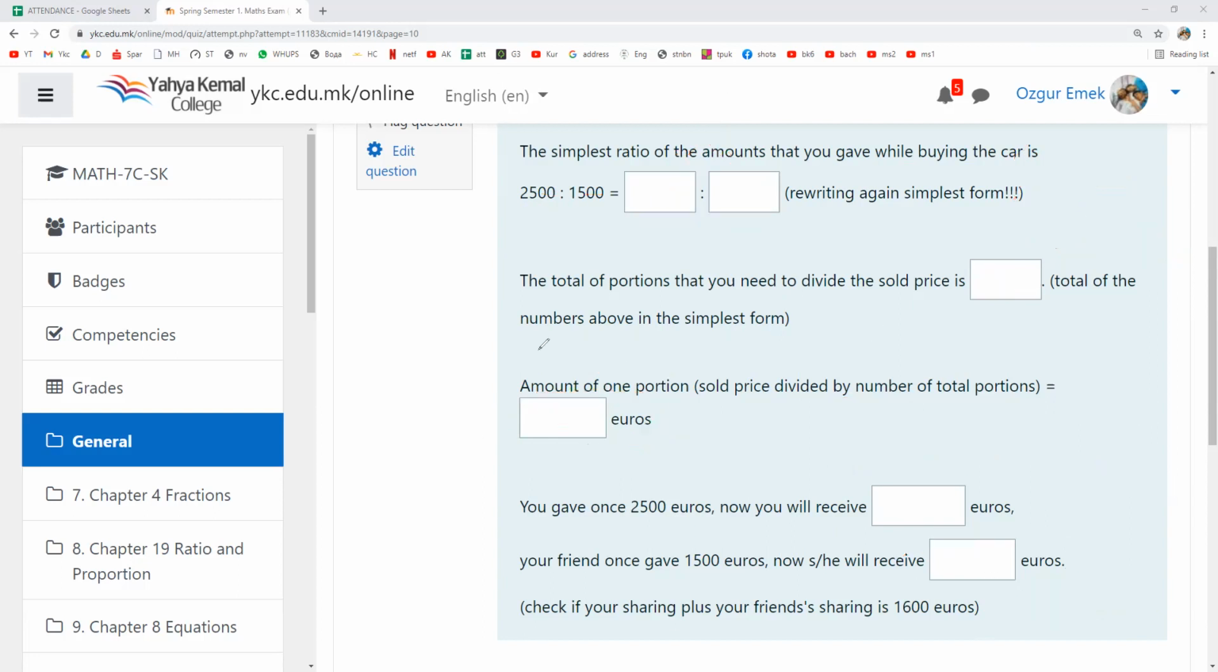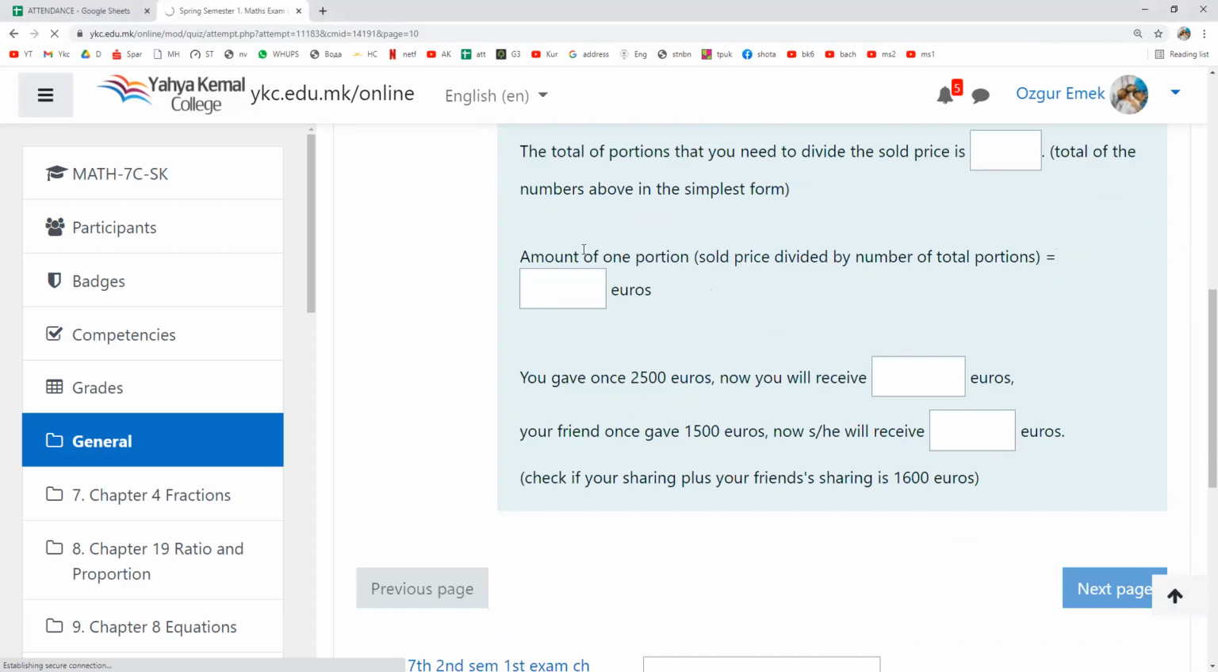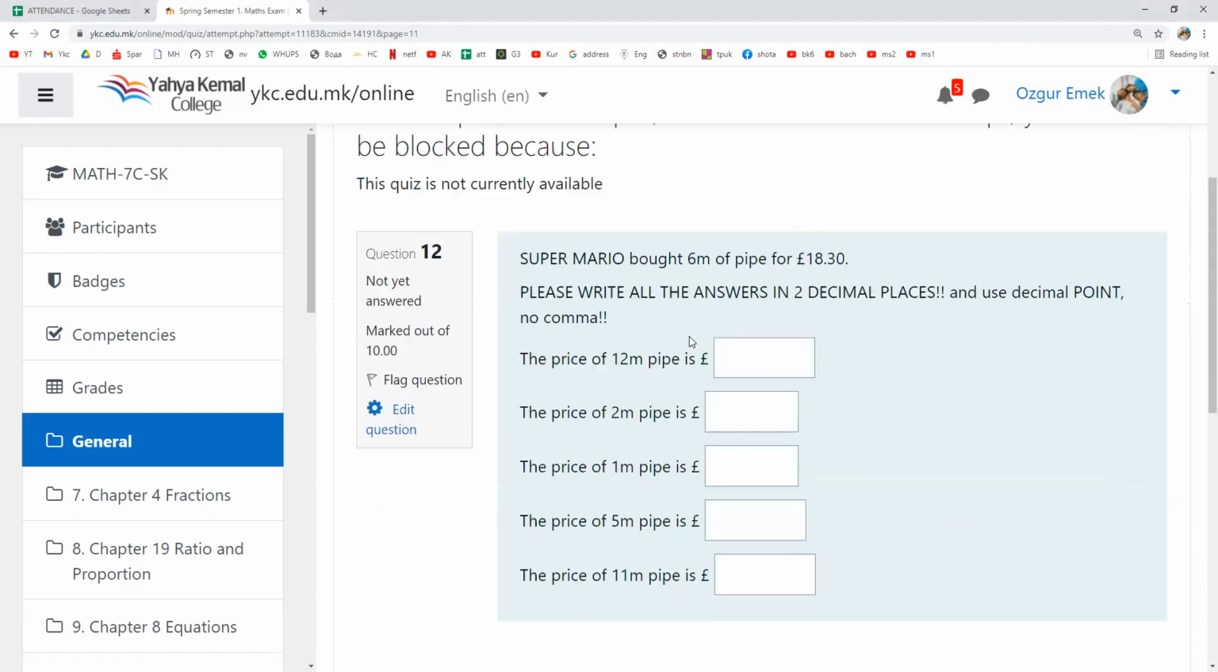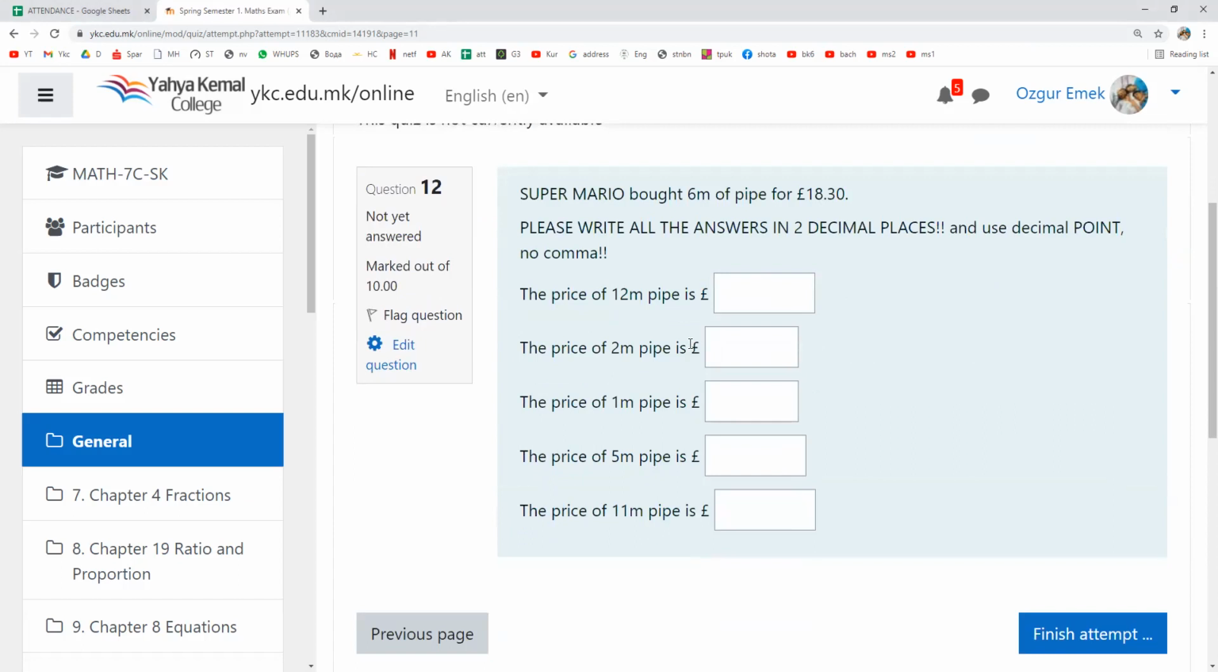I can ask you a simpler problem. I think maybe the long text problem confused your mind. Super Mario bought 6 meters of pipe for 18.30 pounds. Please write all your answers in 2 decimal places because we are talking about money, and use a decimal point, no comma. Now, 6 meters, 18.30 pounds. How about 12 meters?